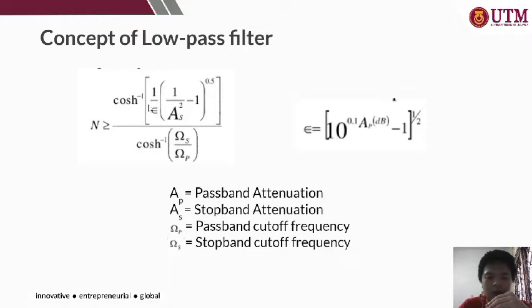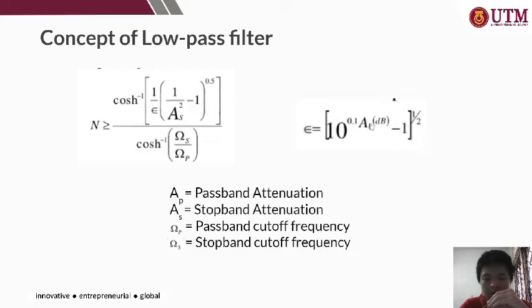And I want to mention the parameters needed to calculate the order. We have these 4 parameters, which are very important. First, Ap is the passband attenuation, next we have As, the stopband attenuation, then omega p, which is the passband cutoff frequency, and last, omega s, the stopband cutoff frequency. So these 4 parameters are very important in order to start designing our low pass filter. Once we know the values of these parameters, we can start to substitute them into the equation.